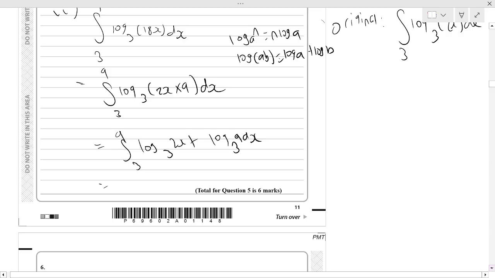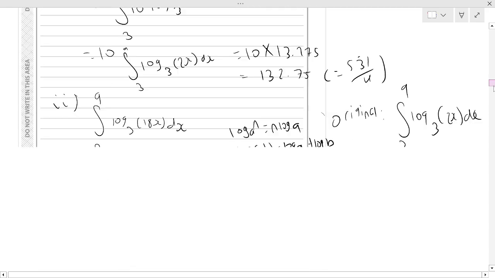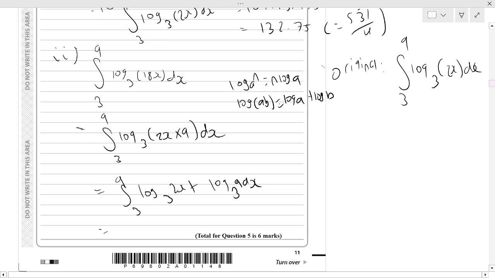Obviously, this first integral is exactly log 3 of 2x. What did we get in part A? That was 13.275. But then we need to deal with this bit. This bit's fine because it's a constant, so we can integrate that very easily. If I call this bit k, then that's going to be just kx between 9 and 3.